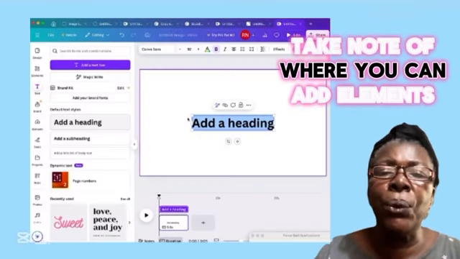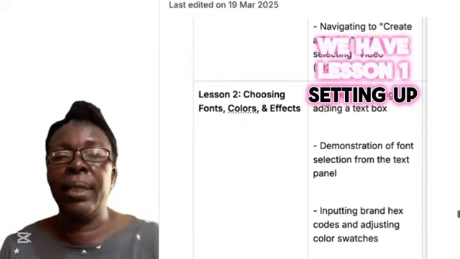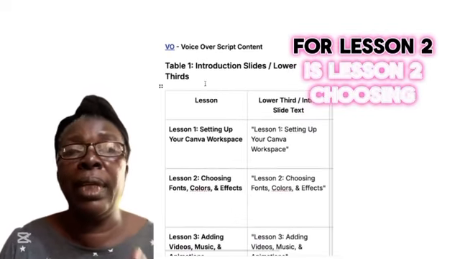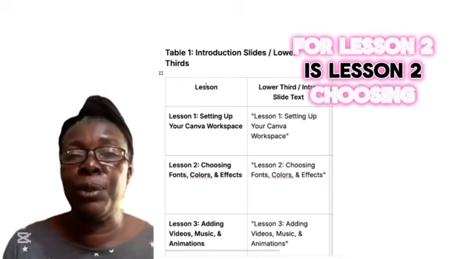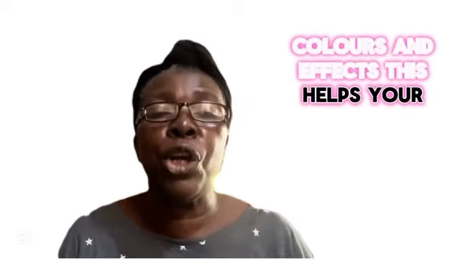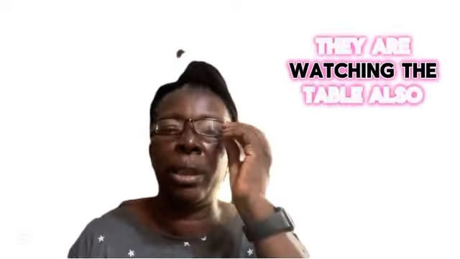For example, for lesson 1, we have lesson 1, setting up your Canva workspace. For lesson 2, it's lesson 2, choosing fonts, colors, and effects. This helps your viewers instantly know which part of the tutorial they are watching. The table also includes notes on when and why to use each element.